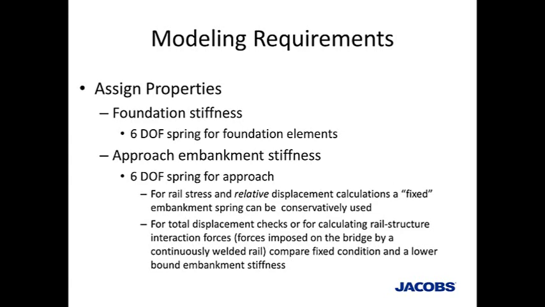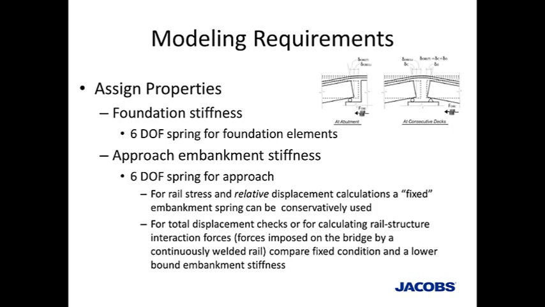Now, if we remember this picture, you can imagine that the stiffer the embankment, the more concentrated the rail stress will be on the rail at that joint. Now, if our goal is to calculate maximum global displacement or calculate the force effects imparted on the bridge due to the bridge being restrained by the continuously welded rail, we often need to check a lower bound stiffness, as that will concentrate more force on the bridge.